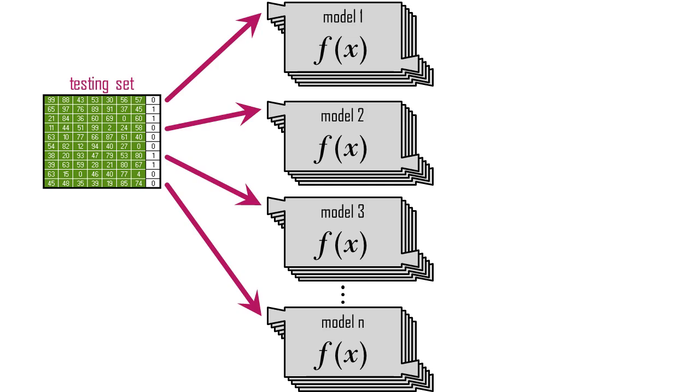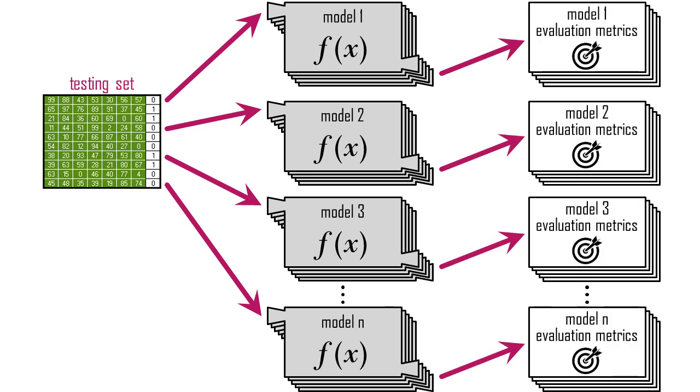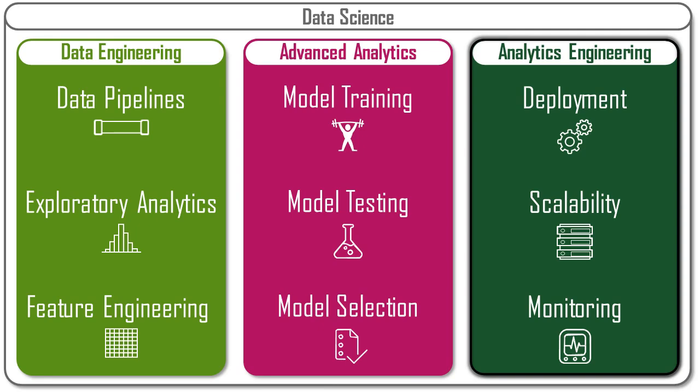Now we need to use a different historic data set to test the accuracy of each of our many models. The testing set is input into each model, and we compare its predictions against the actual historic targets, yielding performance metrics which can be used to compare all of the models to each other so that we can select the best model to productionize. We'll shift our focus to analytics engineering, which handles the DevOps details.